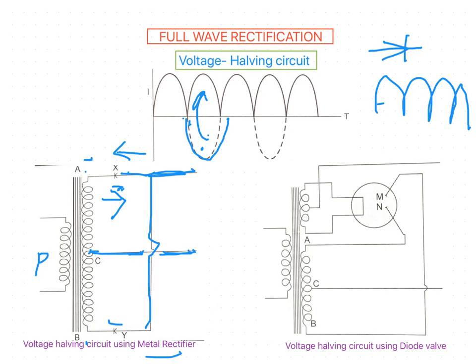Then how does the current flow? If you see, from B the current has to flow like this, but here at Y the rectifier is stopping the flow of current. Then flow of current starts again from C only. Why? Because C is at zero potential. When you compare to A, C is more negative than A.